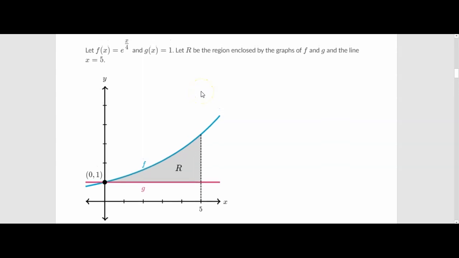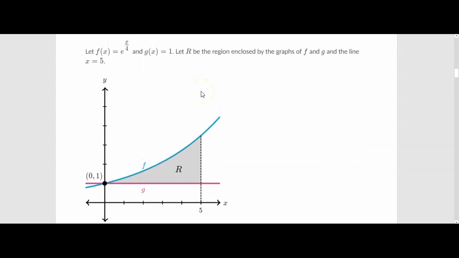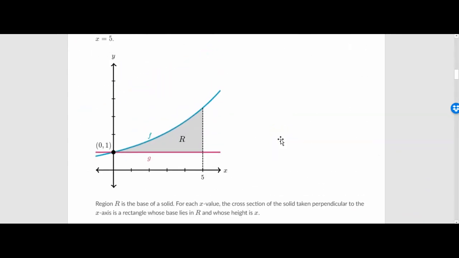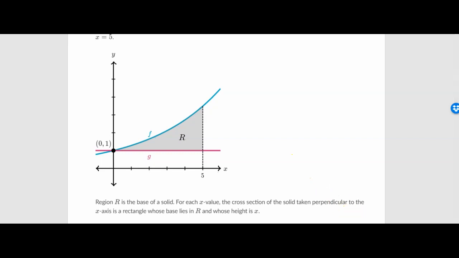We're going to go down here to this one. It says let f of x equal e to the power of x over 4 and g of x equal 1. R is the region enclosed by the graphs of f and g and the line x equals 5. Now down below it says region R is the base of a solid.